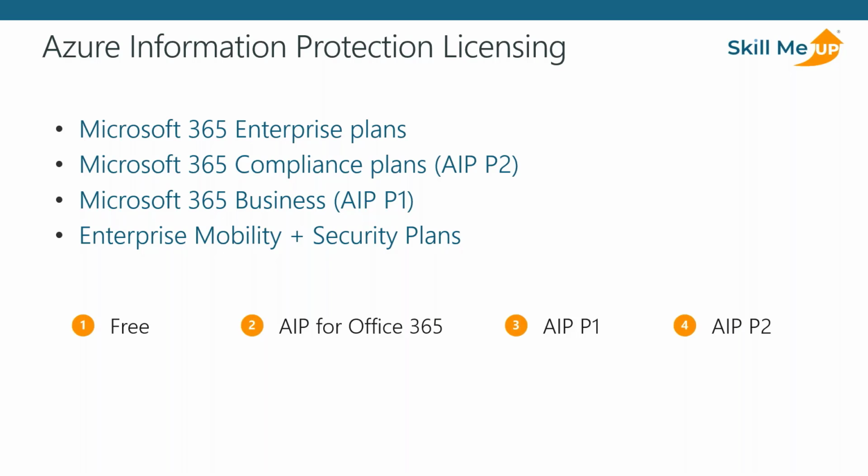Then you have AIP for Office 365. So this is included in the E3 and above licenses. And then, of course, you've got the AIP Premium 1 license and the Premium 2, similar to the Azure AD ones, but the Premium 2 one is one that provides automatic labeling, classification, and, of course, has all the capabilities that you would expect.